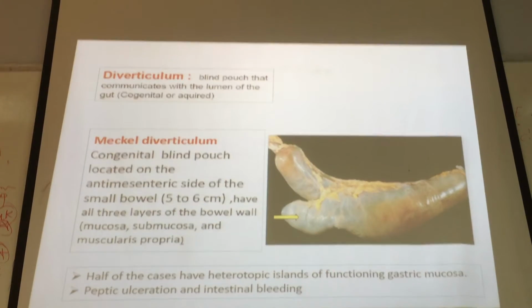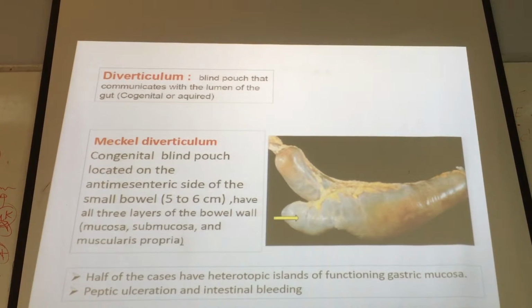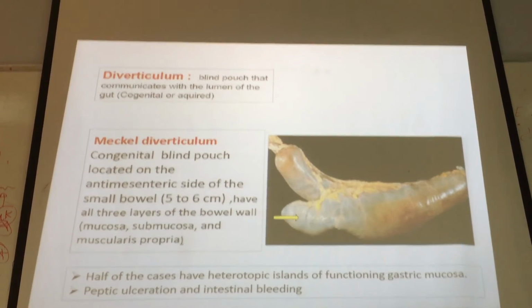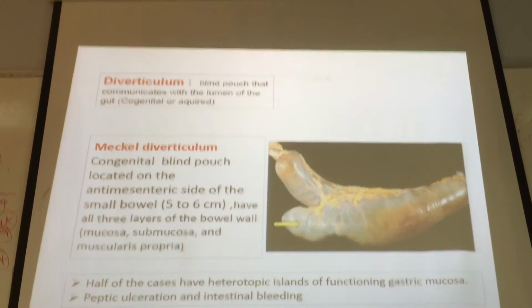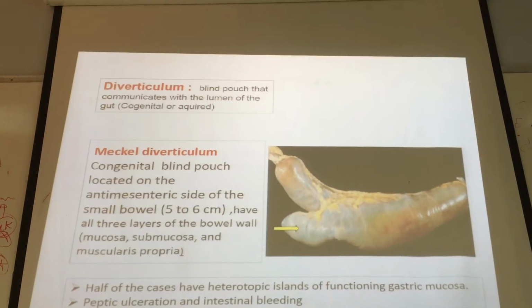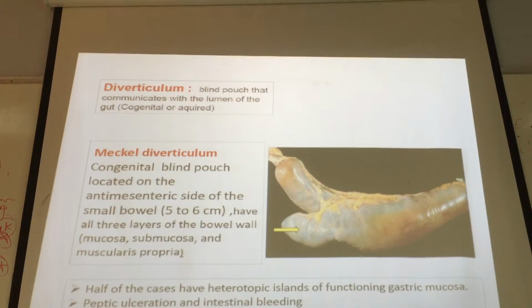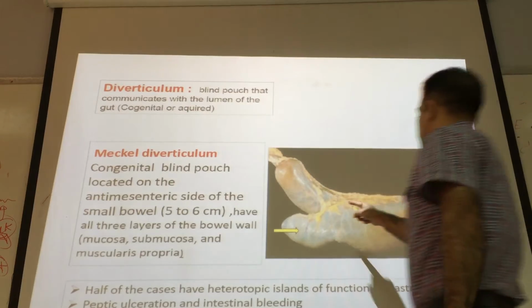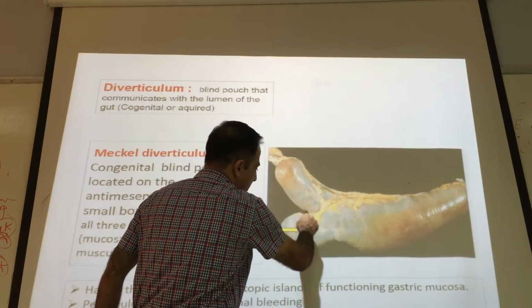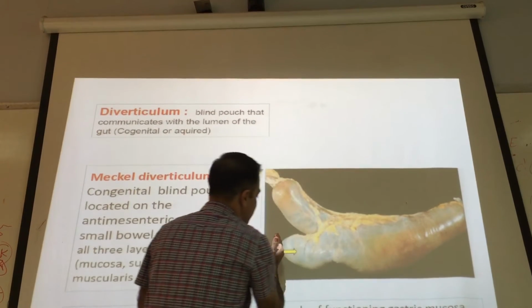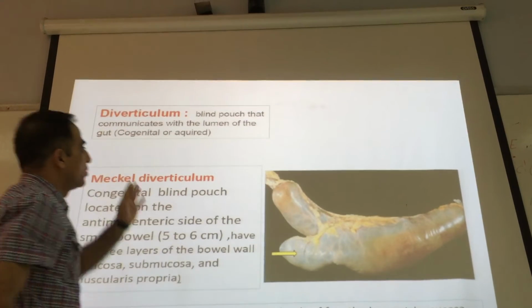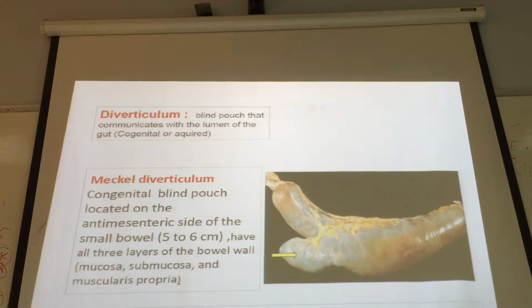Now we finish the carcinomas. Now we have the diverticula. What do you mean by diverticula? It is a blind pouch that communicates. On one side it is blind, but the other side it communicates with the intestine. So it is arising from the intestine. One side it is communicating with the intestine, but the other side it is blind. So this is a blind pouch that communicates with the lumen of the gut.